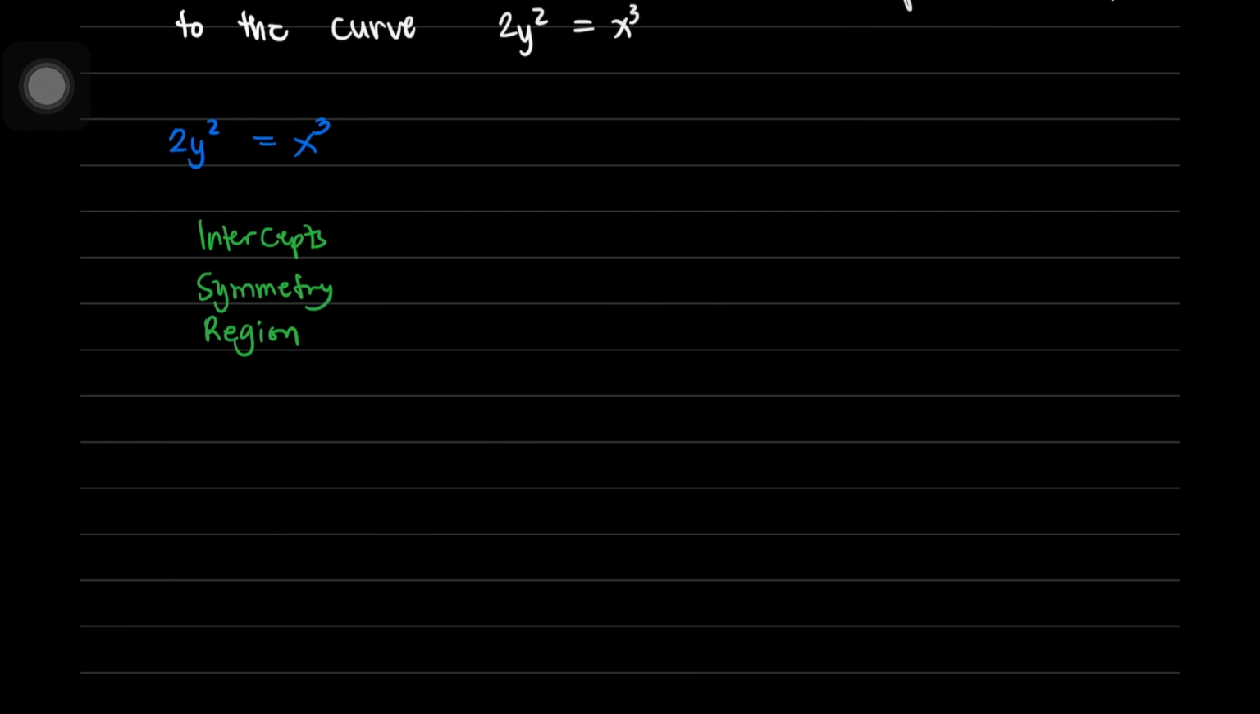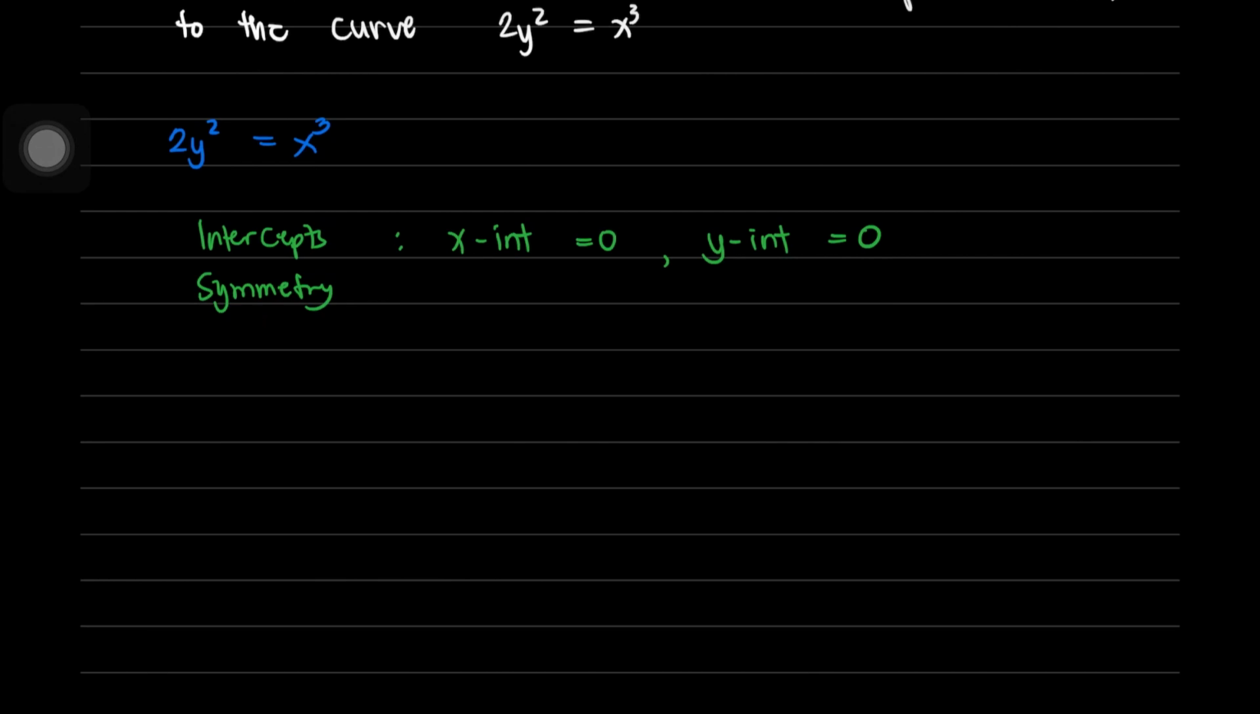So for the x-intercept, if we're going to set y equal to 0, then x will also be equal to 0. And solving for the y-intercept, if x equals 0, then y is also equal to 0. So the x and y intercept are at the origin. Now testing for symmetry, alright, so let me just delete this one.